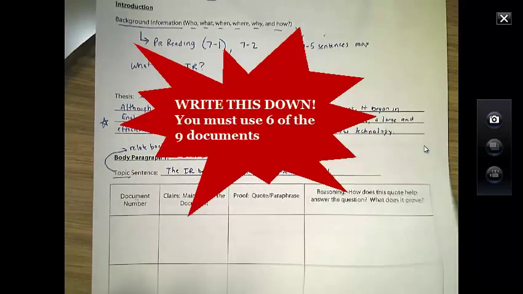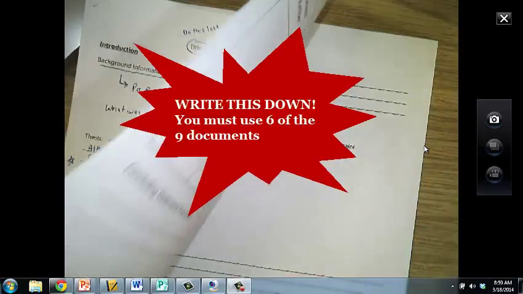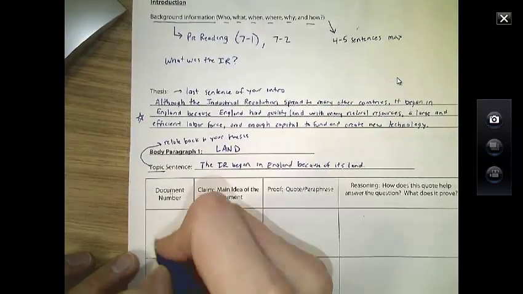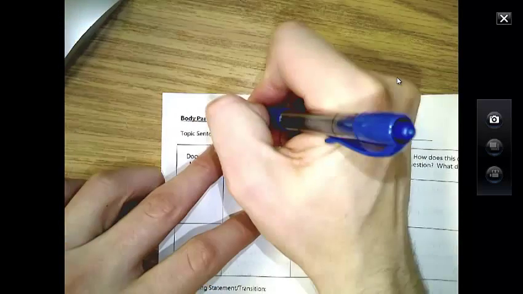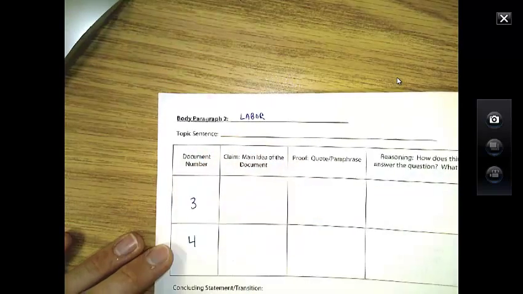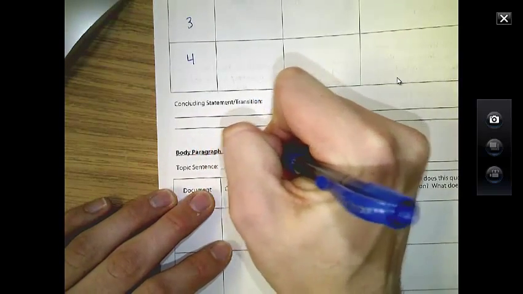So if you notice in this outline, each of these charts only has 2 spots for your documents. Now, of course, you can do more than 2, but we like to use at least 2 for each paragraph, giving you a total of 6. So let's say I decide to use documents 1 and 2. Okay. Then I look at my labor category, and I said I'm going to use 3 and 4. And I look at my capital category, and I'm going to use, say, 6 and 7.